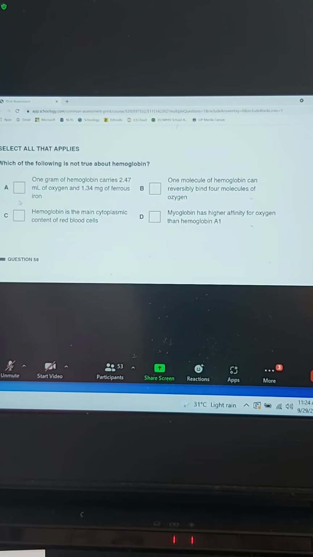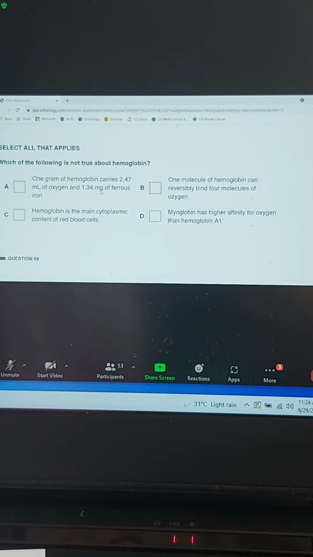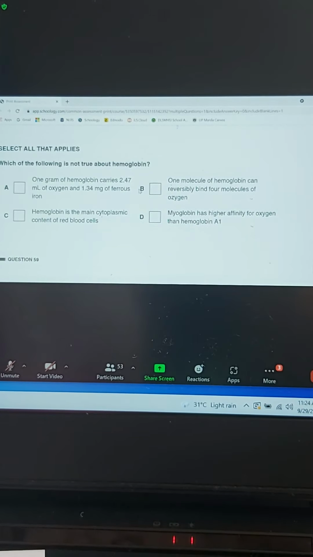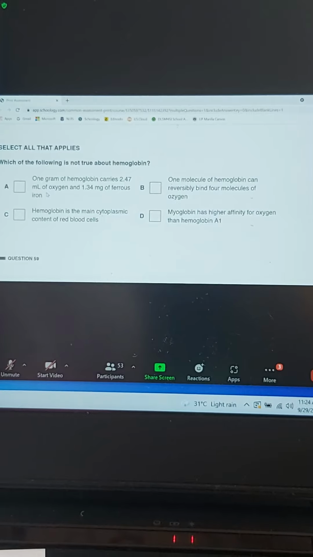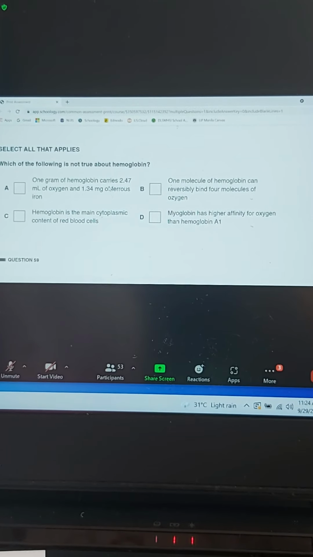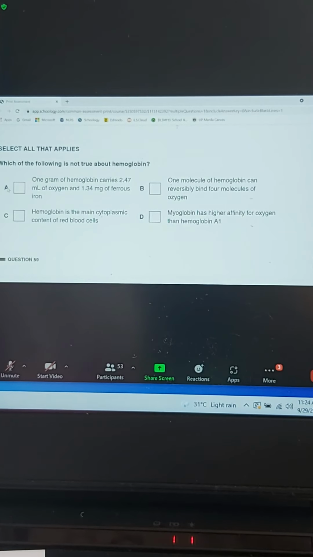Okay, so si letter A pa, 1 gram of hemoglobin carries 2.47 ml of oxygen and 1.34 milligrams of ferrous iron. Is it correct? Incorrect po. Incorrect kasi baliktad. So dapat 1.34 ml of oxygen and 2.47 milligrams of ferrous iron. So kasama sa hinahanap natin, letter A.